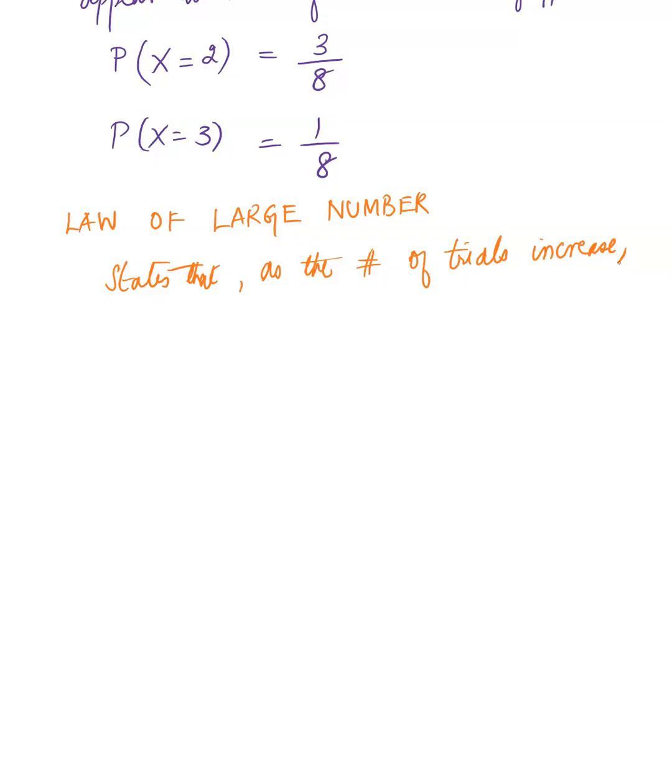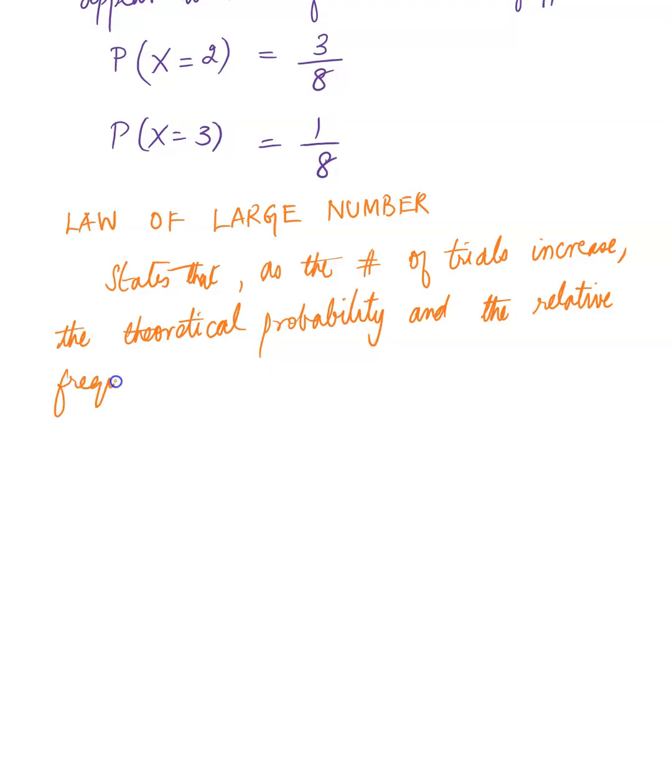Remember, theoretical probability is what you expect to happen. It's not what really occurs. Relative frequency is what occurs. And so these two things begin to get closer and closer. What you expect and what actually occurs will coincide as your number of trials increases. So the theoretical probability and the relative frequency get closer and closer together.